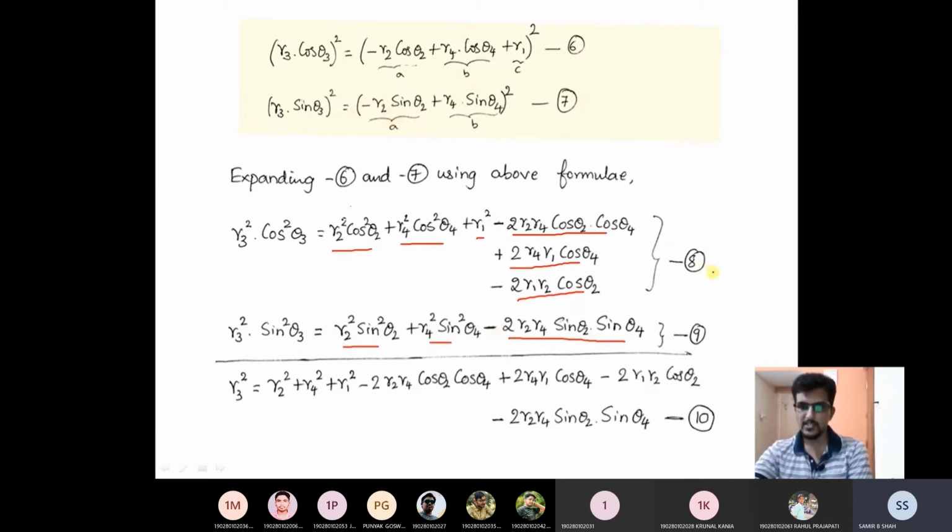So equation 6 has become equation 8 after expansion. Equation 7 has become equation 9 after expansion. So take equation 8 and equation 9 and add them.